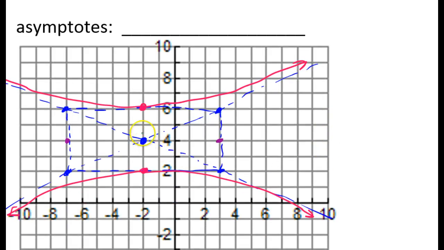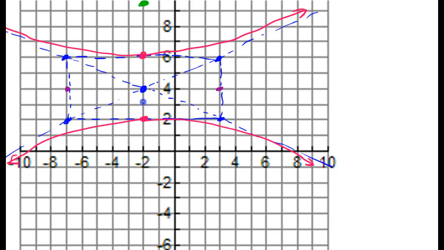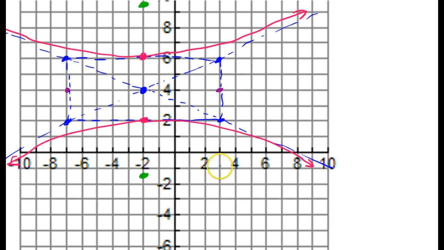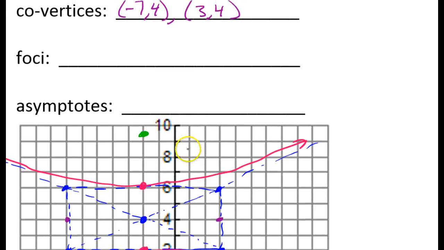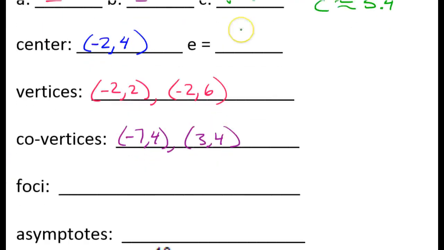Okay, so starting at the center, if I go up 5.4, so here's 2, 4, 5, 5.4 would be about here. There's a focus. Okay, 2, 4, 5.4 down would be about here. Now, when I label these, I cannot use 5.4. I'm going to have to use the radical 29.